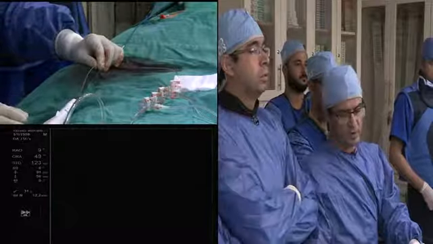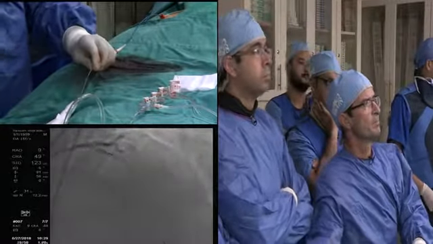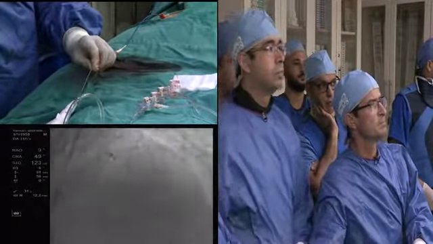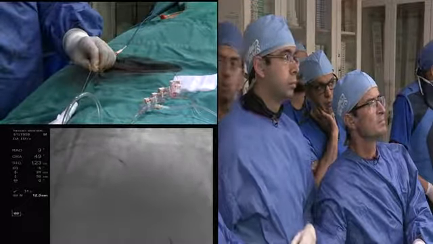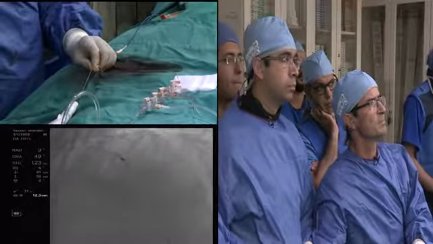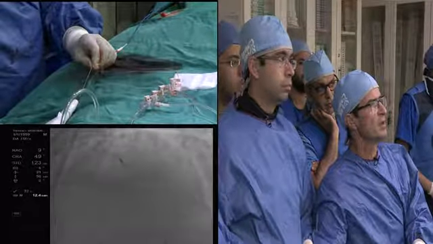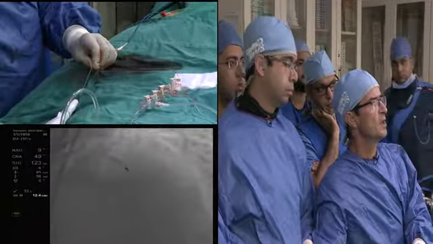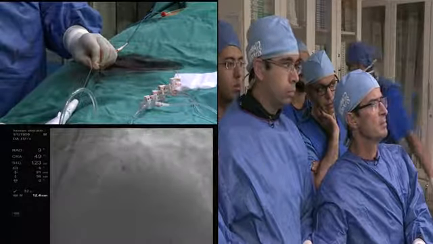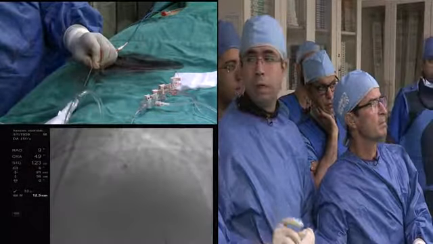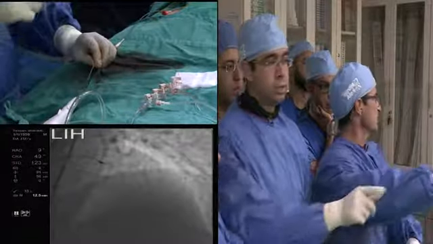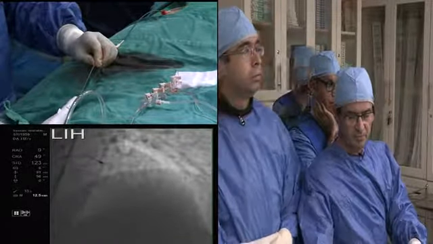Okay. So now we have to go further. Further, yeah. I think the burr is not going far enough. Can you increase the speed? Increase the speed, please. The speed is not far enough.